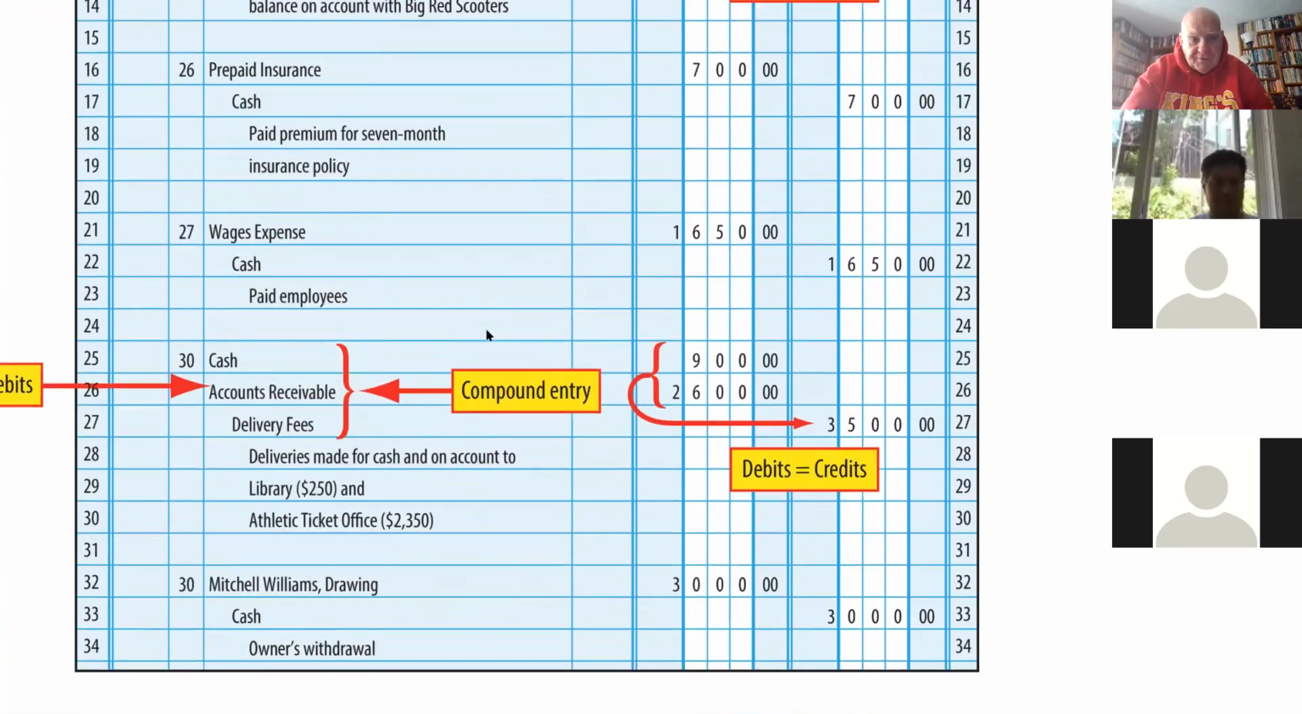Prepaid insurance. We pay it in advance. Prepaid insurance, just like supplies, is an asset. Those are assets. It becomes an expense only when we get to Chapter 5, or when we're actually going to use the insurance, when we actually get coverage, okay? We debit prepaid insurance, credit cash.